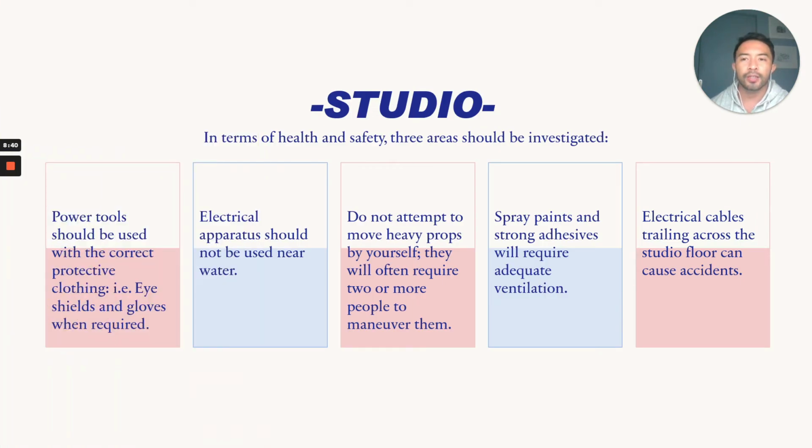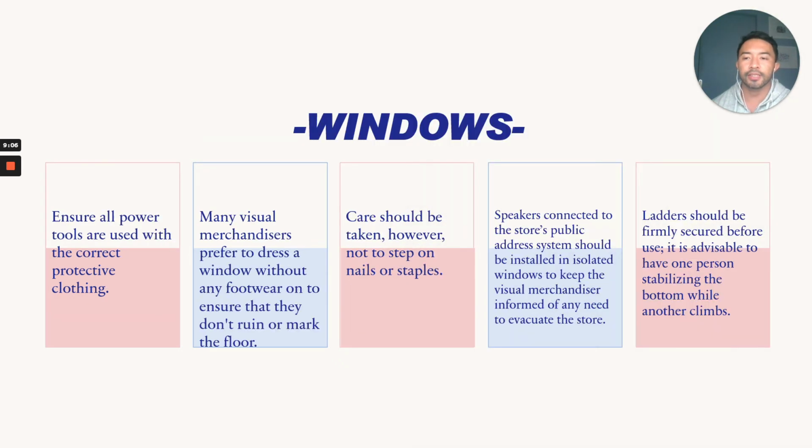So, points to consider: power tools should be used with correct protective clothing. Electrical apparatus should not be used near water. Do not attempt to move heavy props all by yourself. Spray paints and strong adhesive will require adequate ventilation. Electrical cables trailing across the studio floor can cause accidents. Ensure all power tools are used with correct protective clothing.